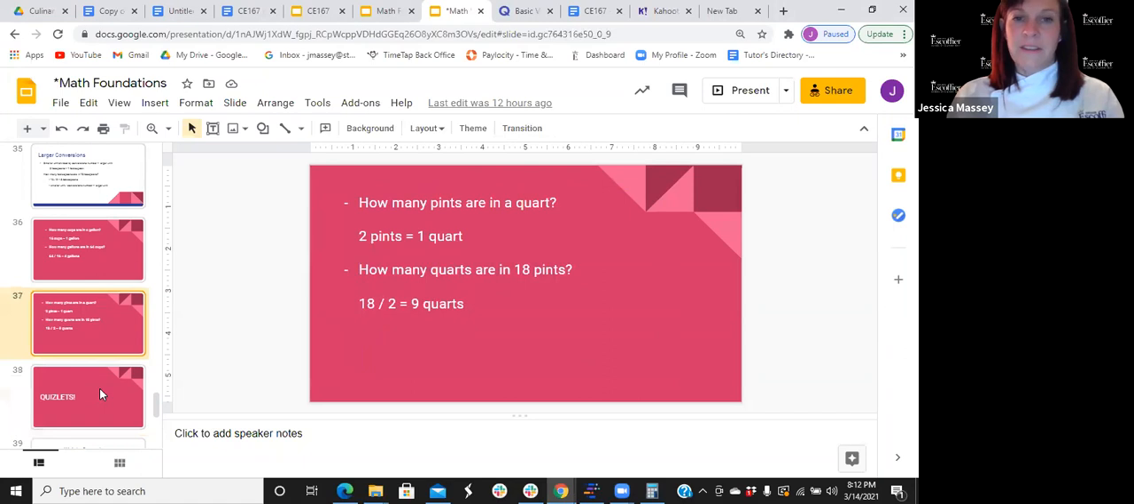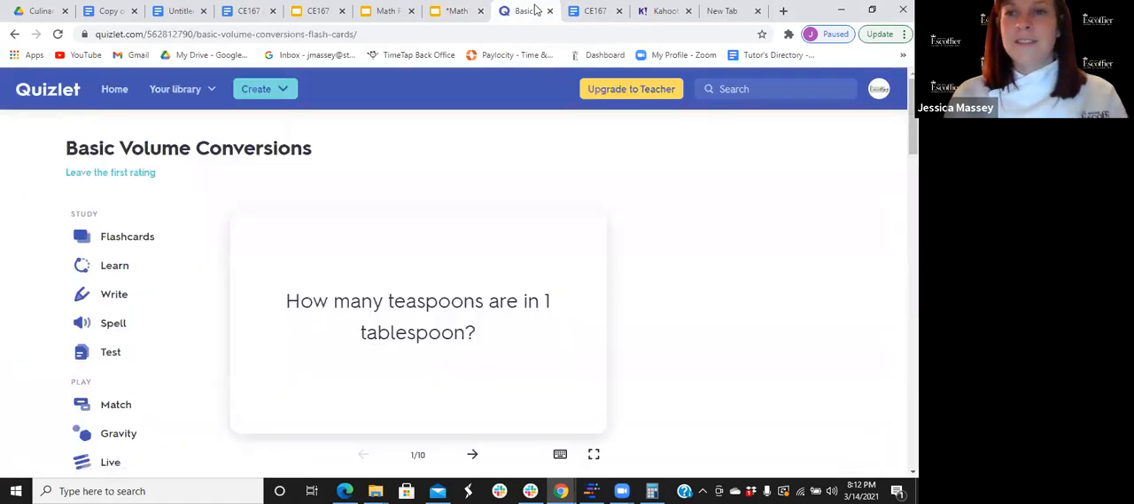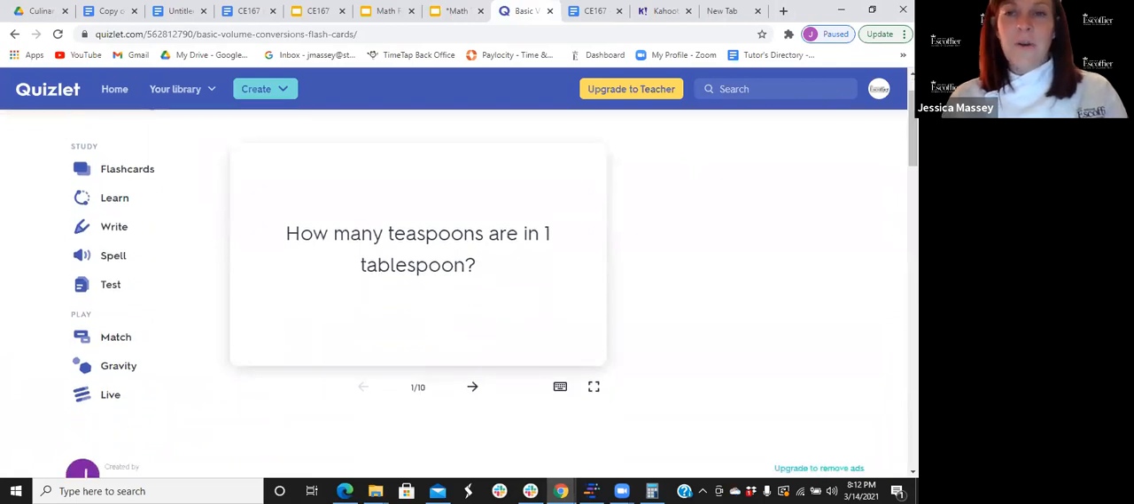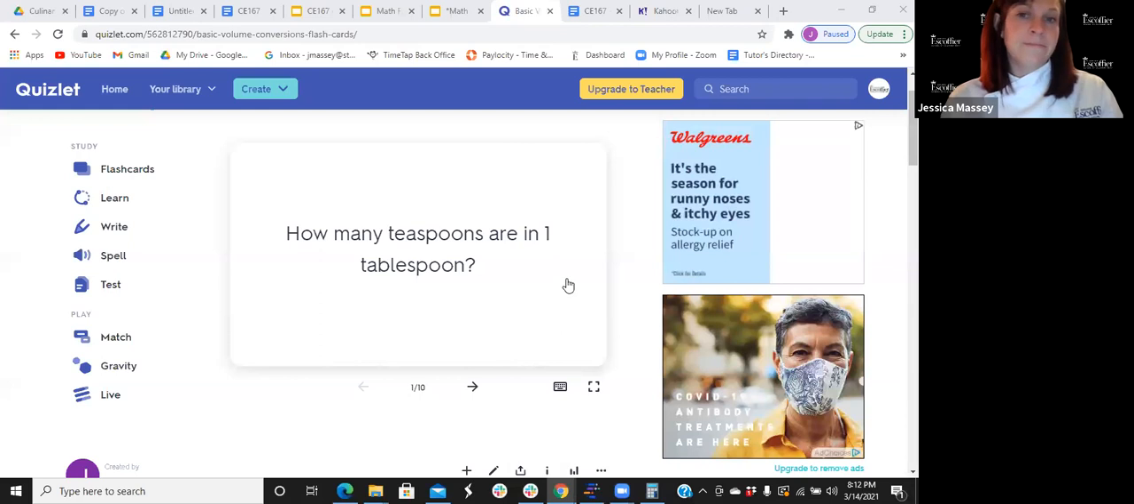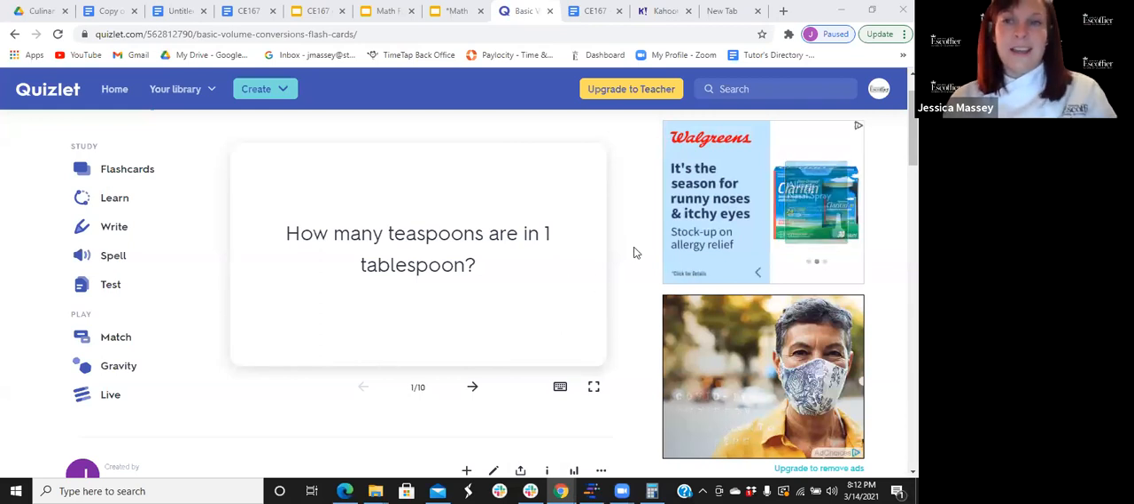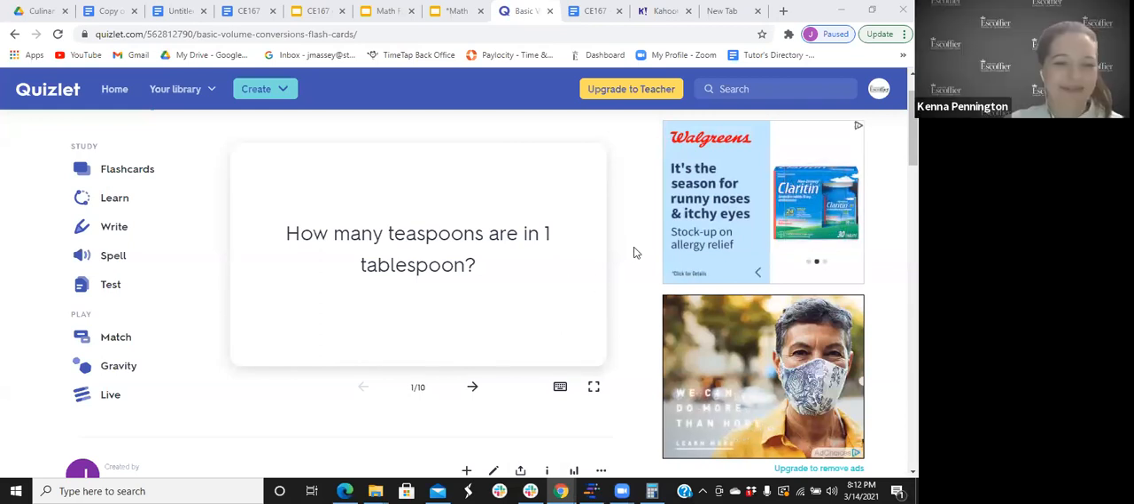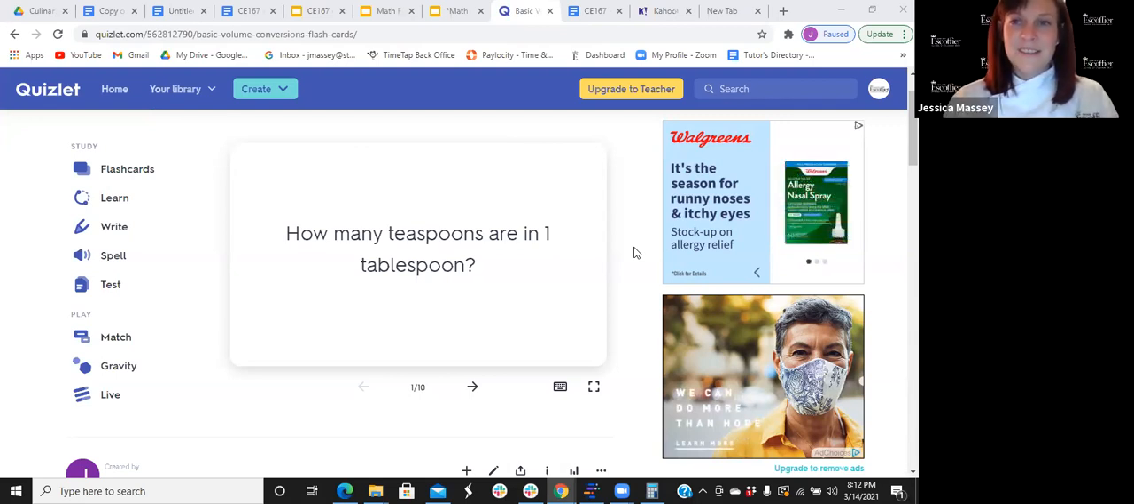That won't always be the case. I do have a bajillion flashcards because they're fun. So any questions right now about any of this before we kind of dive into some problems? Going to start on the easy side. We'll get harder as it goes on.